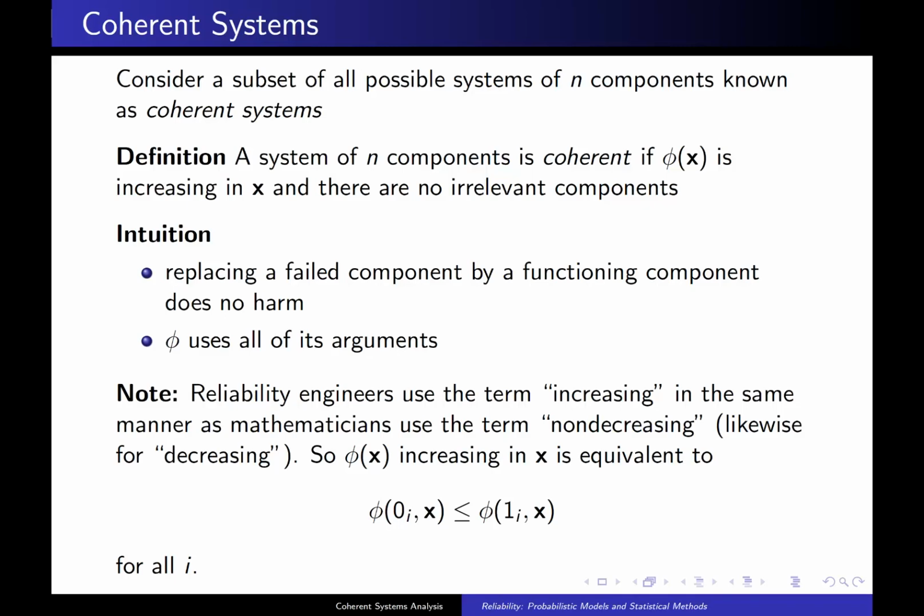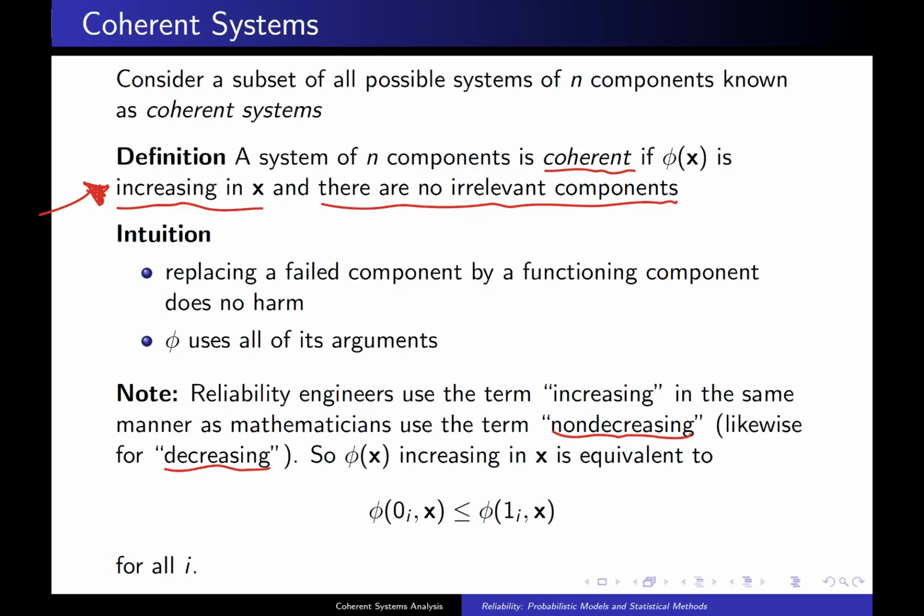So what we want to do is consider a subset of all possible systems of n components that are known as coherent systems, and here is the definition. A system of n components is a coherent system if phi of x is, there are two pieces to this, increasing in x, and furthermore, there are no irrelevant components. Now, this is going to drive the mathematicians crazy, but when reliability people use the term increasing, what they really mean is non-decreasing. And likewise if they use the term decreasing. So you've got to watch out when you hear that word increasing. What it really means is non-decreasing.